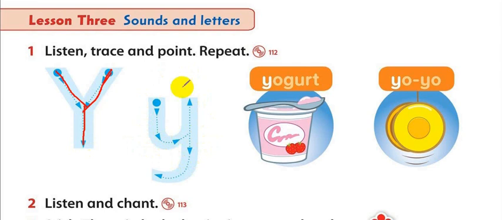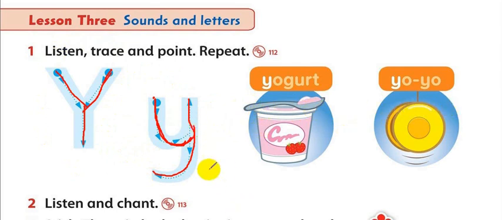Now, how to write the lowercase y? We start from the middle and make a line down to the right. Then we go back to the middle and make a line down to the left. Again, to the right, then a line to the left. Good. So, this is the letter Y, which sounds Y, as in yogurt and yo-yo.